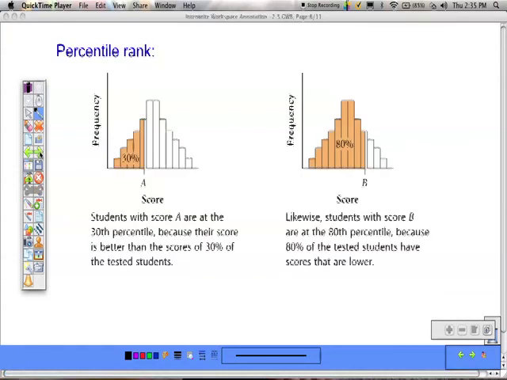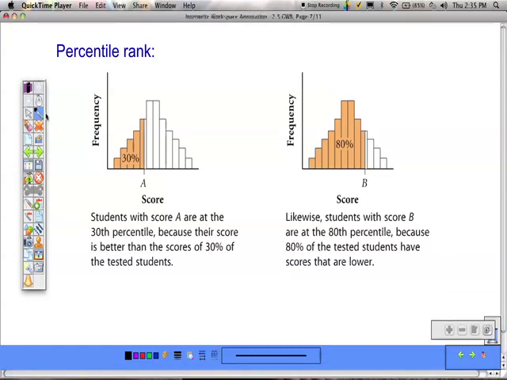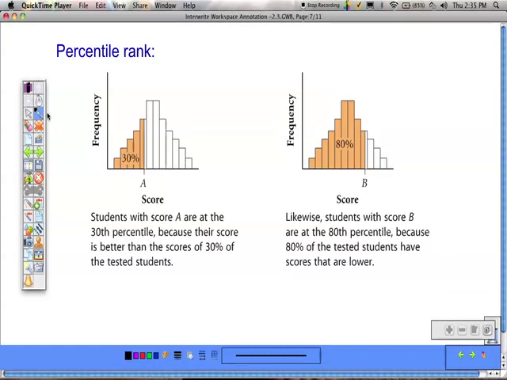All right, so now we're going to talk about percentile rank. Percentile rank is used quite often when they're talking about SAT and ACT scores, or where someone ranks, perhaps in a school and so on. So percentile rank is the percentage of data values that are below the given value. So let me write this up: percentage of data values that are below the given value.